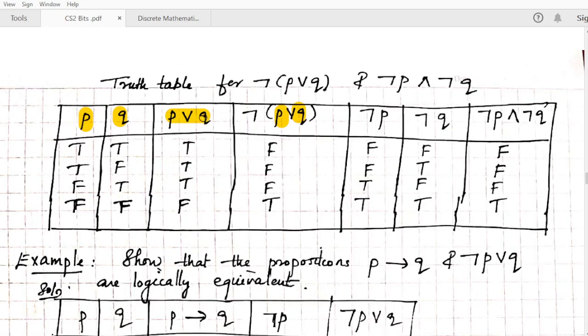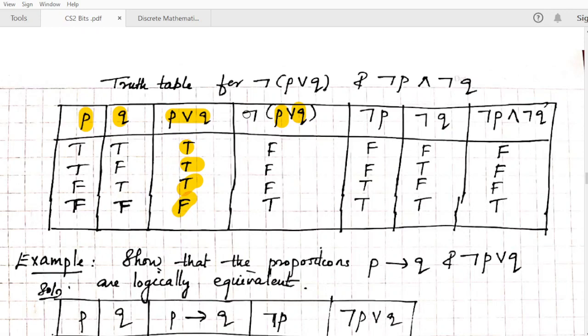P or Q. So for P or Q, true and true is true, true and false is true, false and true is true, false and false is false. So we are using our truth table for OR operation. Okay, so our values are true, true, true, false.